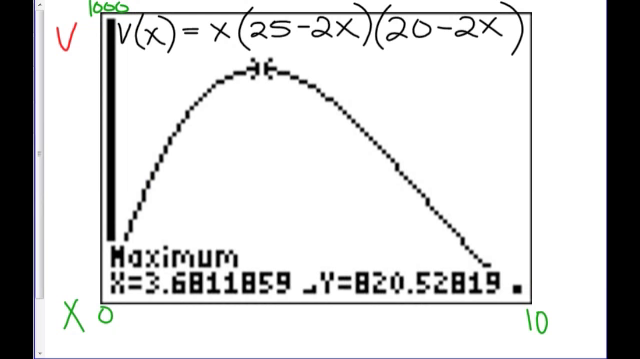Here is a graph of V of x from 0 to 10 on the x-axis and from 0 to 1,000 on the y-axis. On my calculator, I actually found the maximum right there of this function. Turns out it is at x equals 3.68 and y equals 820.53, which is my volume. So just looking at the function itself, V, it is pretty apparent that there is a global max as well as a relative max at x equals 3.68.